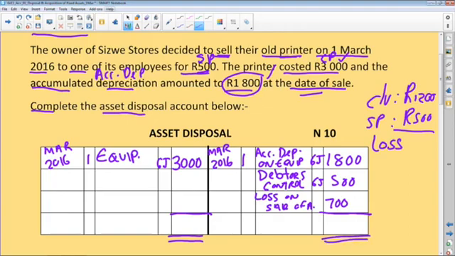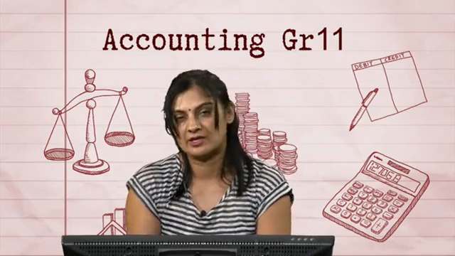Remember, you never balance an asset disposal account. The purpose of an asset disposal account is to work out whether the business has made a profit or a loss on sale of asset. So I'm hoping, guys, that you got your details correct and your amounts correct. And remember, when you complete a ledger account, often we find students leave out dates. Don't do that, guys, because now you're losing out on marks. Make sure you fill in dates as well.